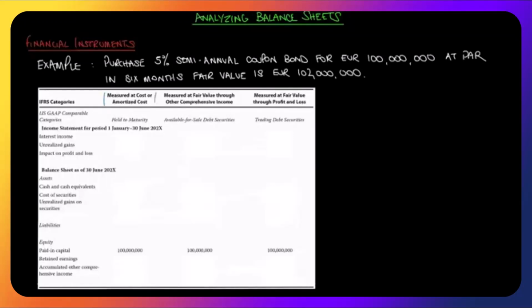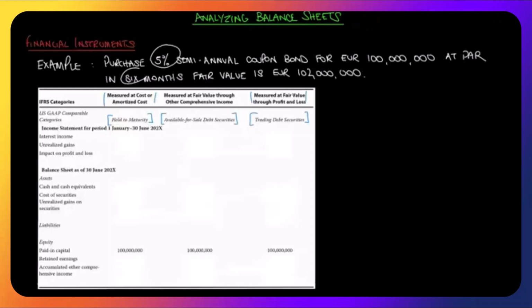Amortized cost, US GAAP says held to maturity. Fair value through OCI, available for sale is the US term, and fair value through P&L, trading for debt is the US term. We'll need to know what the cash flows and the changes in value are. We are looking just at 6 months, what's happened.